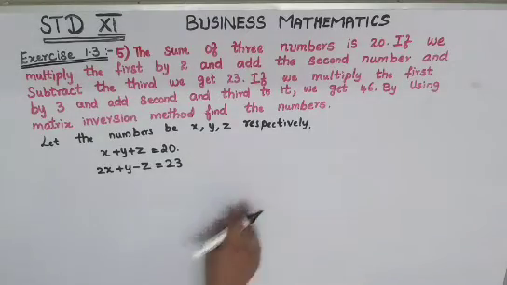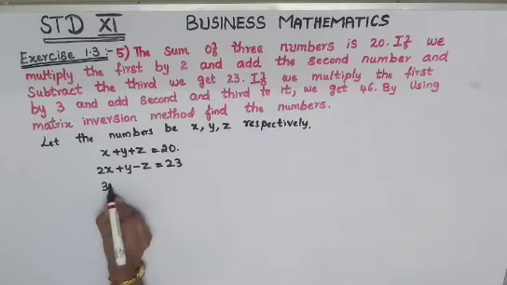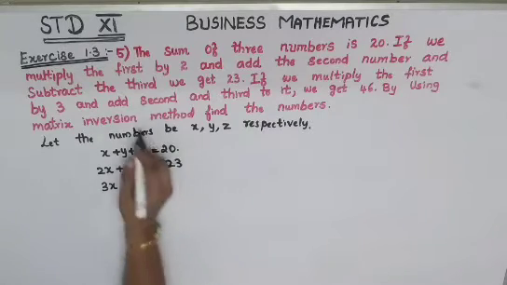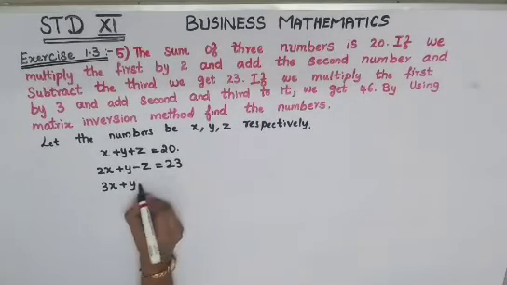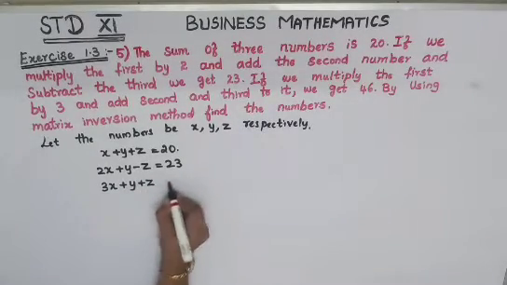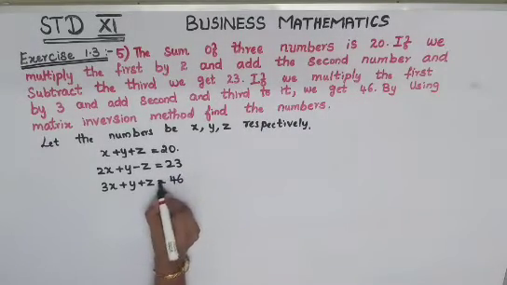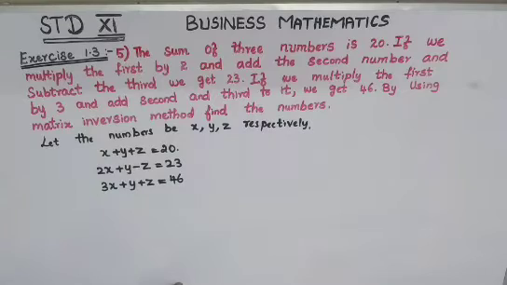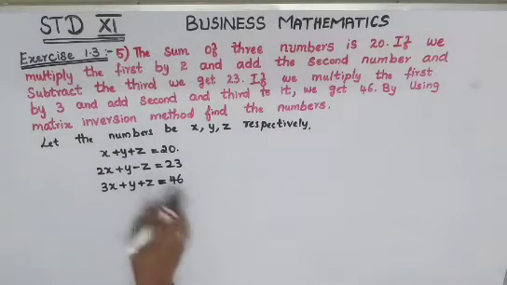The third condition, if we multiply the first by 3, so first number x has to be multiplied by 3, add second, so plus y, and third, so third is also added only, so plus z is equal to, we'll get 46. So these are the three equations we'll get from the conditions. So we'll have to solve it and get x, y and z.